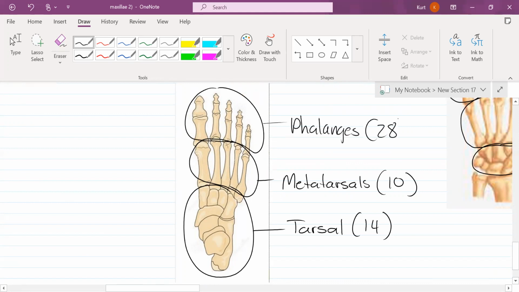I want you guys to look at the phalanges for a moment. How many phalanges are in your big toe? 2. How many phalanges are in the rest of the toes? 3, just like your hands.